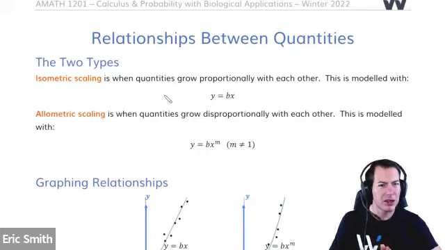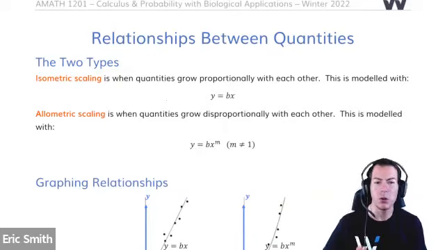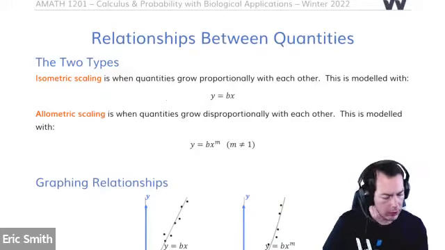All right, let's talk about relationships between quantities. This will really help you as you're building those models as a fun exercise. So there's two types of scalings that you want to be aware of when it comes to these various different models. You have isometric scaling and you have allometric scaling. And both of these are associated with their own little equation.